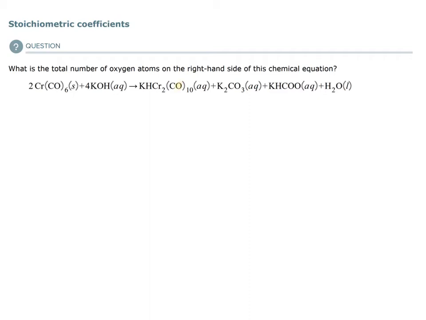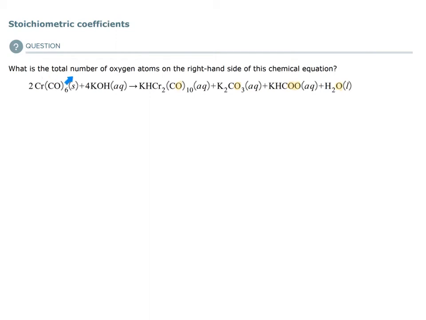There's an oxygen atom. Here's oxygen. Here's oxygen, and oxygen is also present here as well as here. So we see that oxygen is present in every substance on the right-hand side of this chemical equation. We call these the products in this particular reaction. Oxygen is present in this product, it's also present in this product, in this product, and in this product.